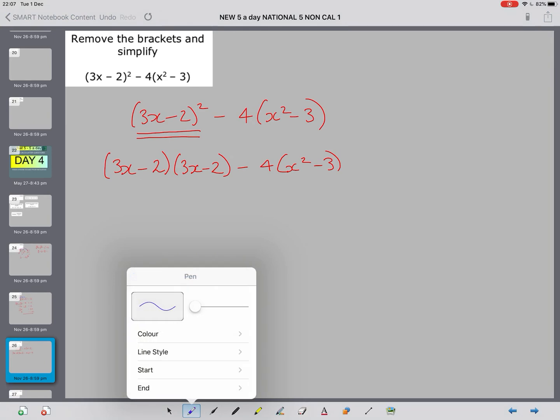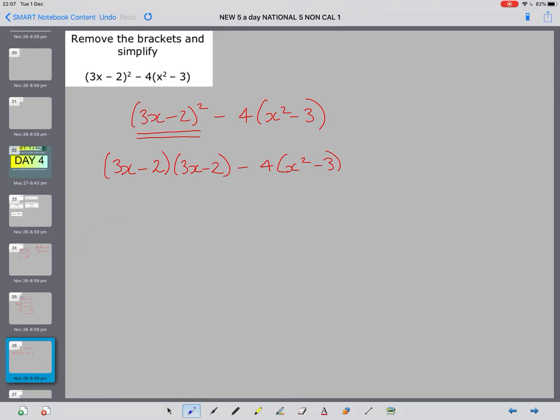Okay, some of you might use the box method for multiplying out 2 brackets. I'm just going to use the FOIL method. So 3x multiplied by 3x is 9x squared. 3x multiplied by -2 is -6x. -2 multiplied by 3x is -6x. And -2 multiplied by -2 is a +4. So that's those 2 brackets done. You're then going to multiply. Remember that negative is attached to that 4, belongs to that 4. So -4 multiplied by x squared is -4x squared. -4 multiplied by -3 is a +12.